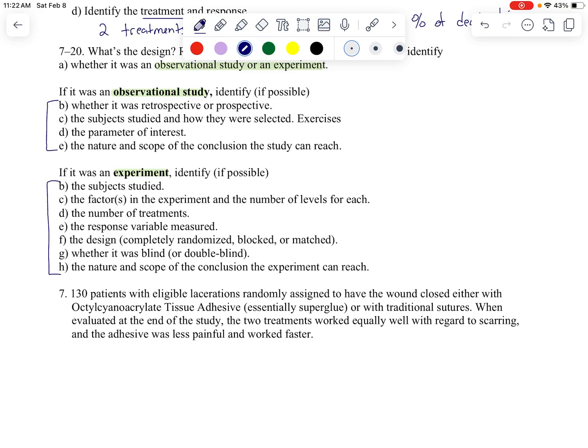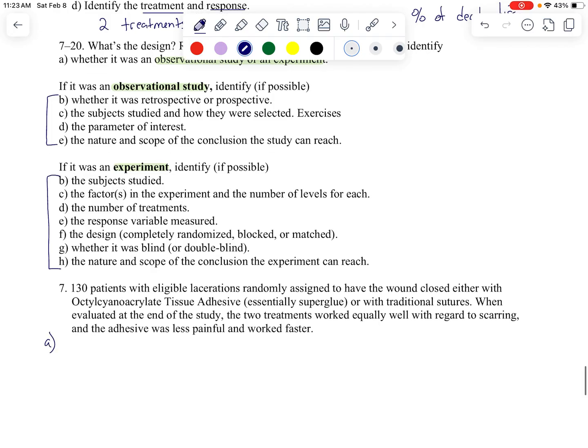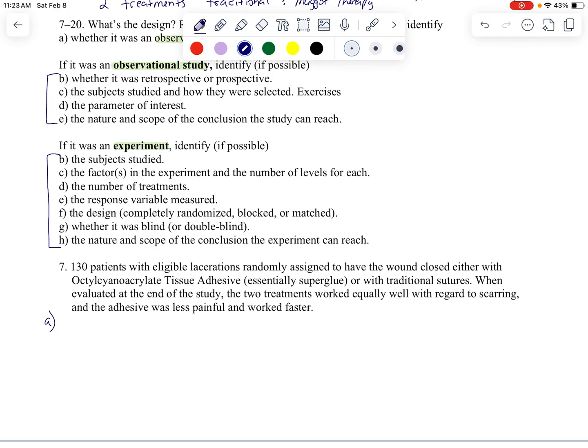130 patients with eligible lacerations were randomly assigned to have the wound closed with either super glue or traditional sutures. When evaluated at the end of the study, the two treatments worked equally well with regard to scarring. The adhesive one was less painful and worked faster. So again, in question A, we have to decide whether this was an experiment or an observational study. Because they were randomly assigned, this is going to be an experiment.